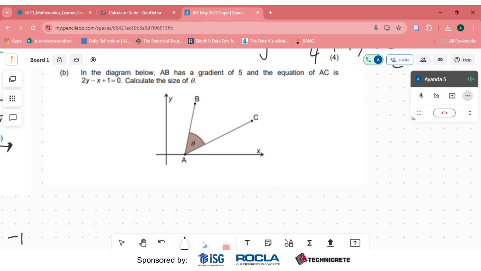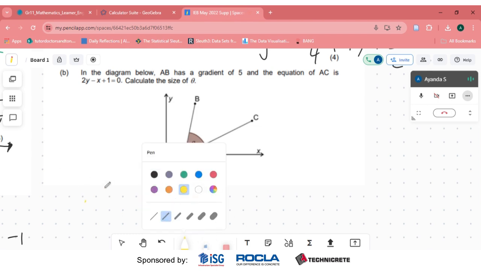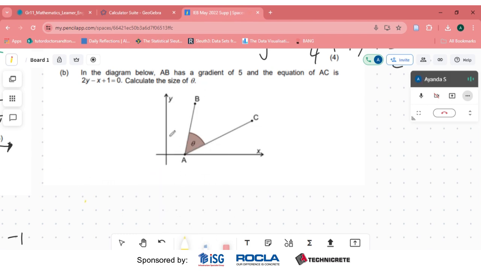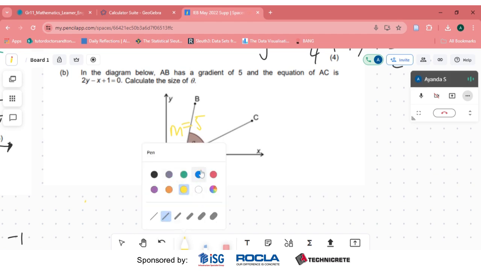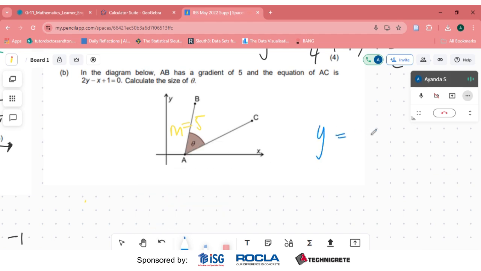So let's write down the information that we're given here. This line AB has a gradient of 5, and the equation of AC is given to us as 2y minus x plus 1 is equal to 0. Once again, this is a straight line. The equation of a straight line is given by y is equal to mx plus c. We need to rearrange this so it's in standard form. So let's get the y alone on one side.